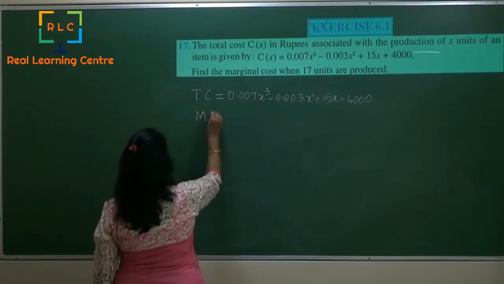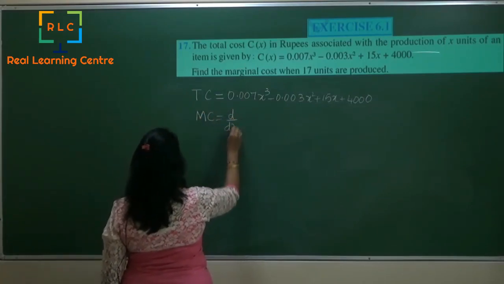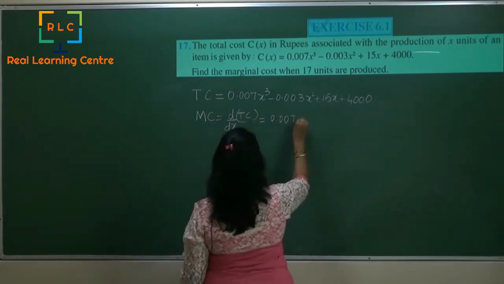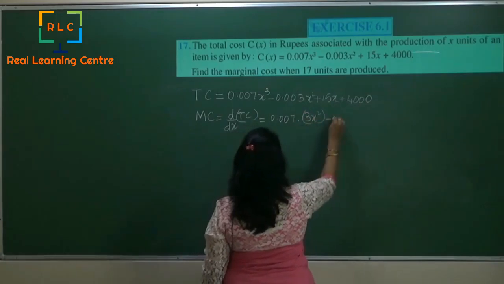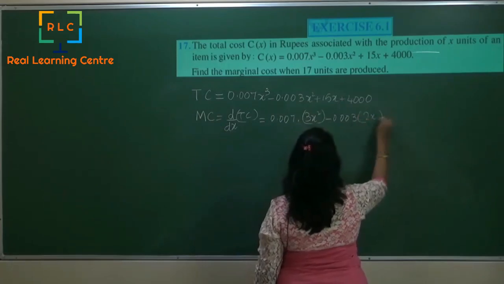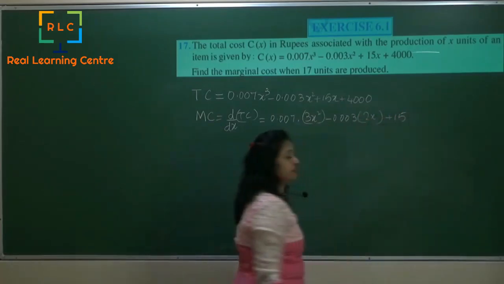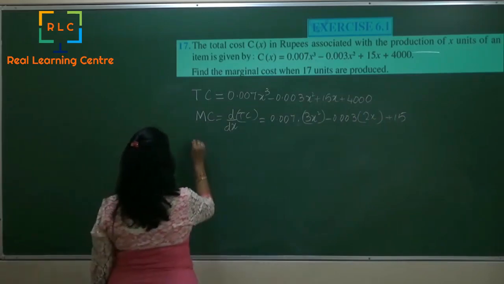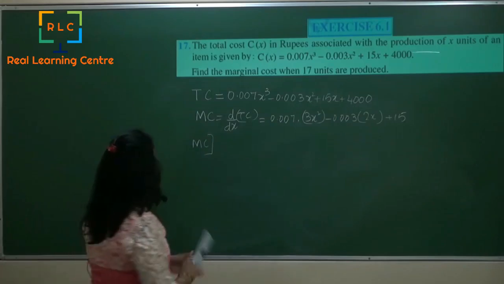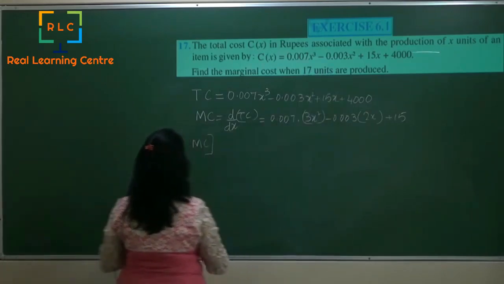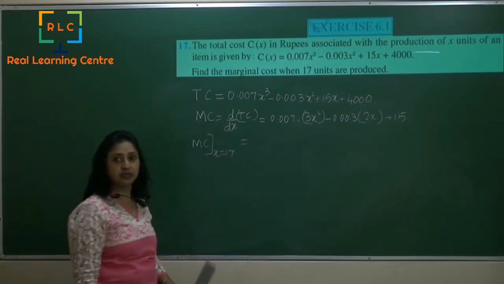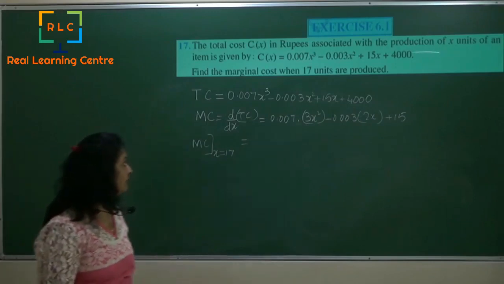Marginal cost is nothing but differentiation of total cost. So I'm going to differentiate this like this: 0.007 into 3x square minus 0.003 into 2x plus 15. I differentiated. And now I need to find out marginal cost at whatever they've asked. What is the marginal cost when 17 units are produced? When x is equal to 17. X denotes the number of units. So now I'll plug in x is equal to 17 and find out.